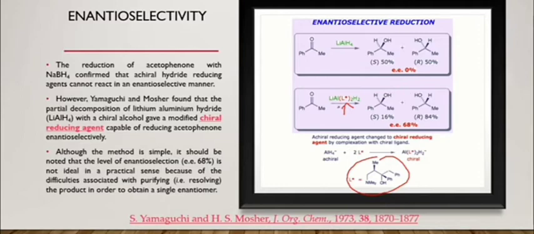Whereas when a chiral modified lithium aluminum hydride is used, one of the isomers predominates and we end up with an enantiomeric excess of 68%. Although the method is simple, it should be noted that the enantioselection of 68% is not ideal in a practical sense because of the difficulties associated with purifying, that is resolving, the product in order to obtain a single isomer.